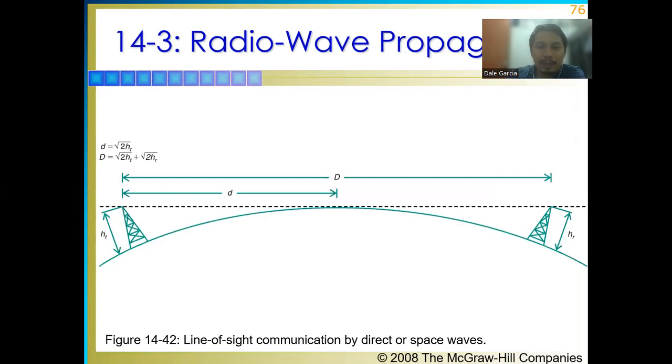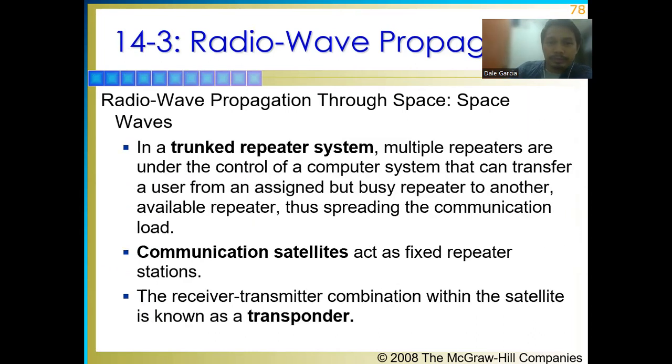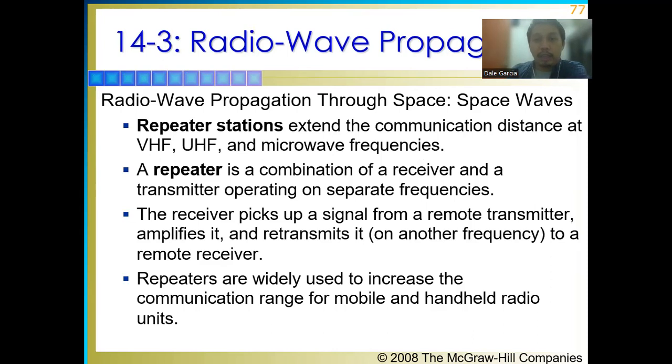So if it can't reach, let's say there is a mountain somewhere in between, it's advisable to use repeaters. The repeater stations extend the communication distance at VHF and HF and microwave frequencies. So I think we know how repeaters work. And this is also the concept behind satellite communications.